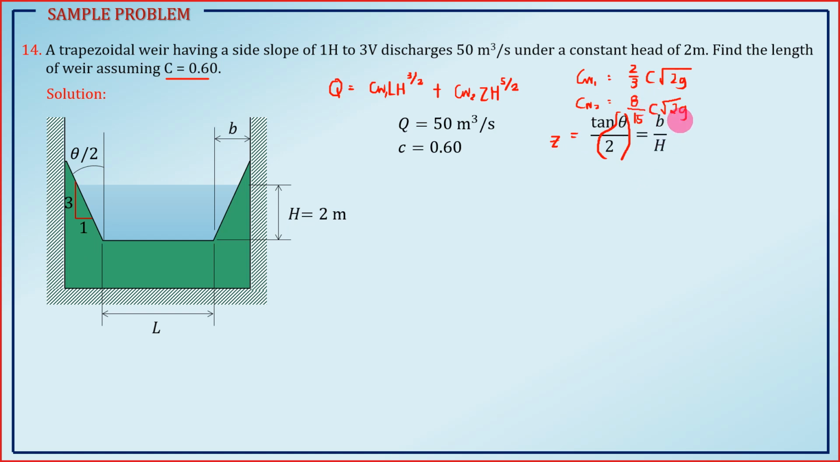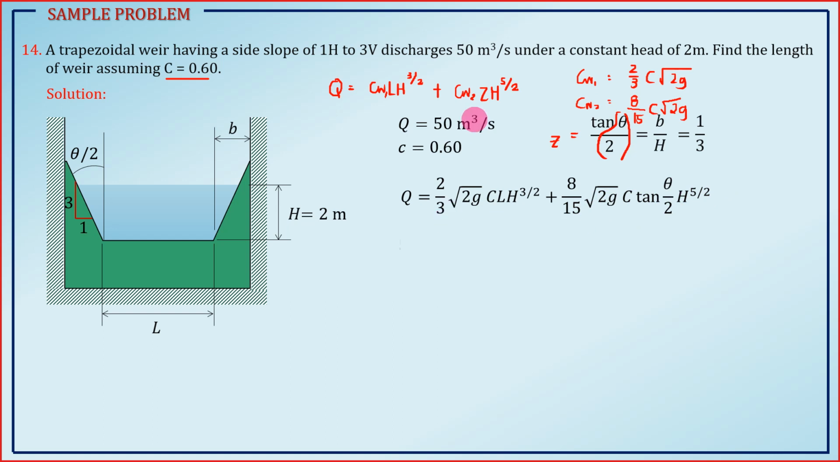So, the B can be the 1, and the H is the 3, using this proportion. So, we have tangent theta over 2 equal to 1/3. Substituting the values of CW1, CW2, and Z, the tangent theta, into our equation, it becomes longer: 2/3 square root of 2G, C L H to the 3 halves, plus 8/15 square root of 2G, C tangent theta over 2, H to the 5 halves.